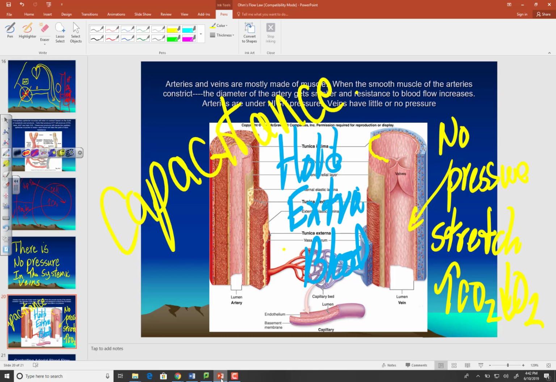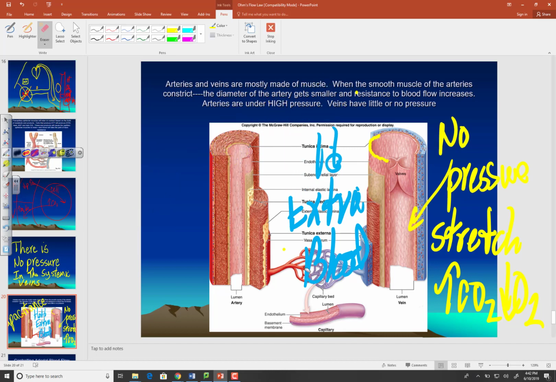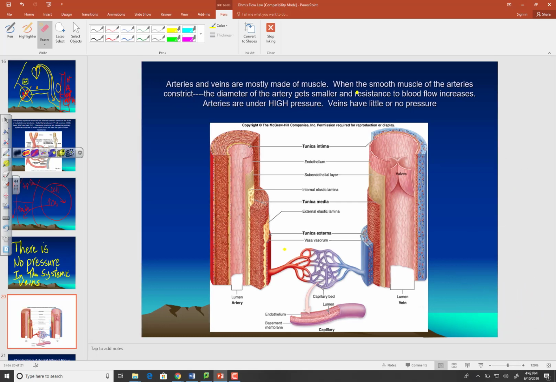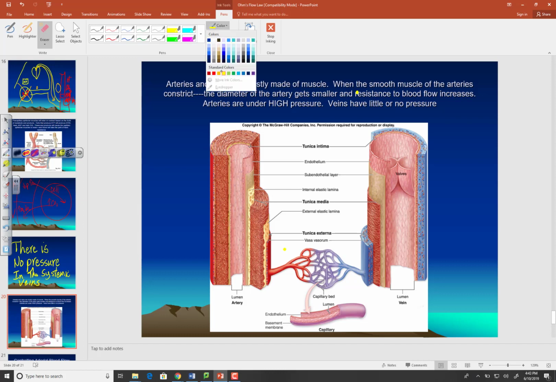So, veins, capacitance vessels, they can stretch and hold extra blood. Are you circulating all of your venous blood all the time through your arterial system? No, you're not. Because if you had a bloody nose, then you would pass out. What does that mean? You can lose blood and still be alive. How is that possible? Well, you store extra blood. And where do you store it? In the systemic veins.